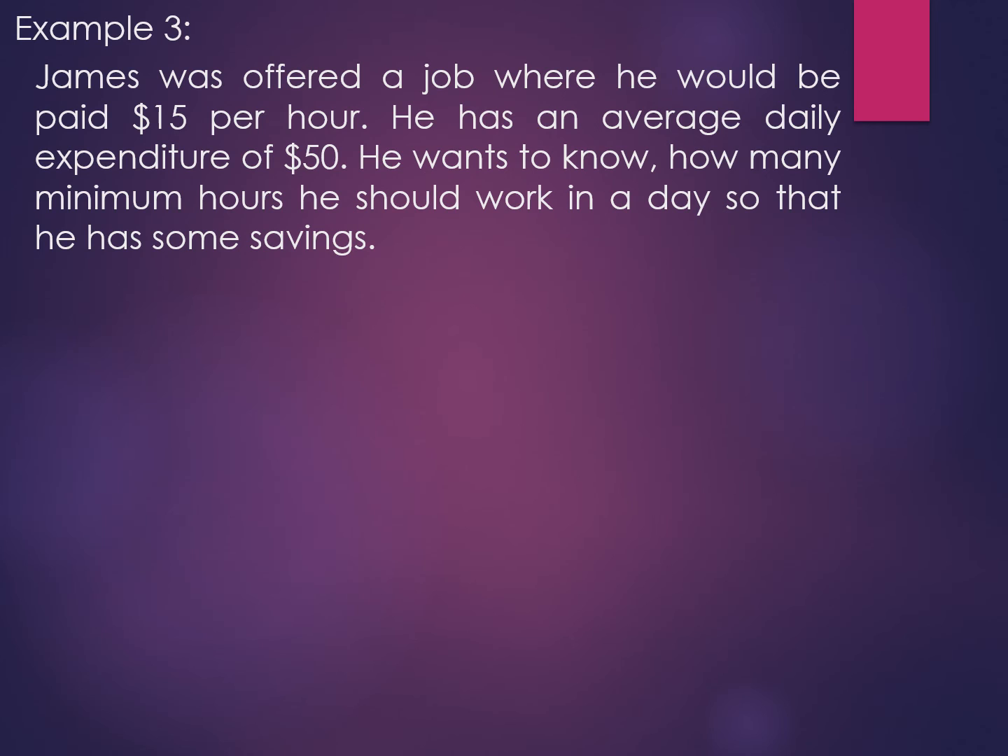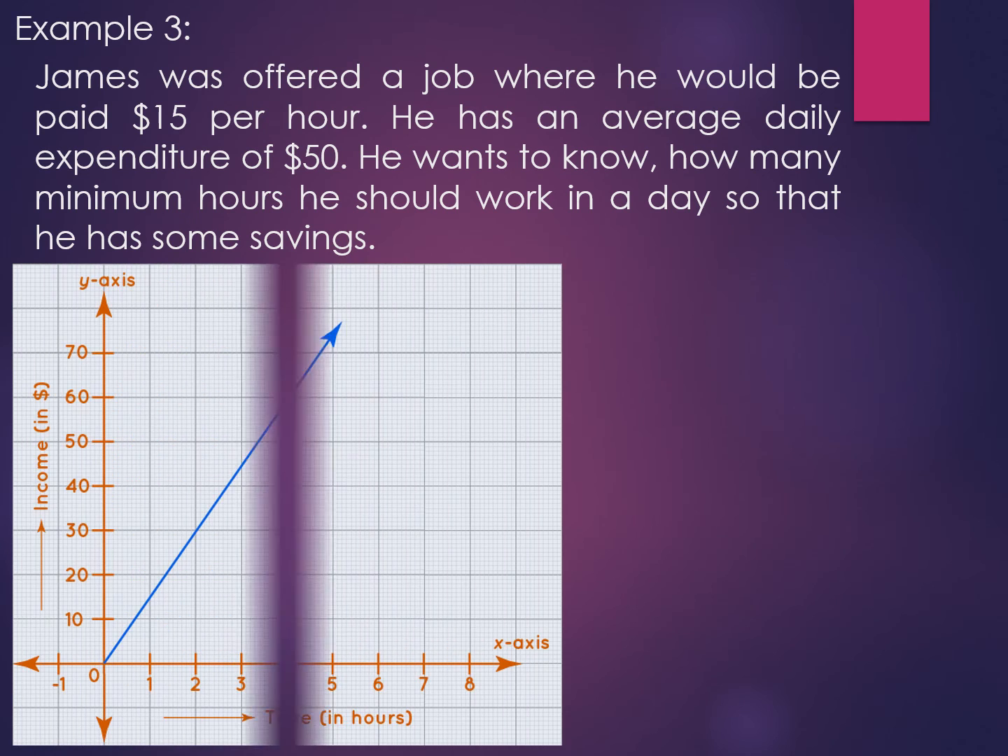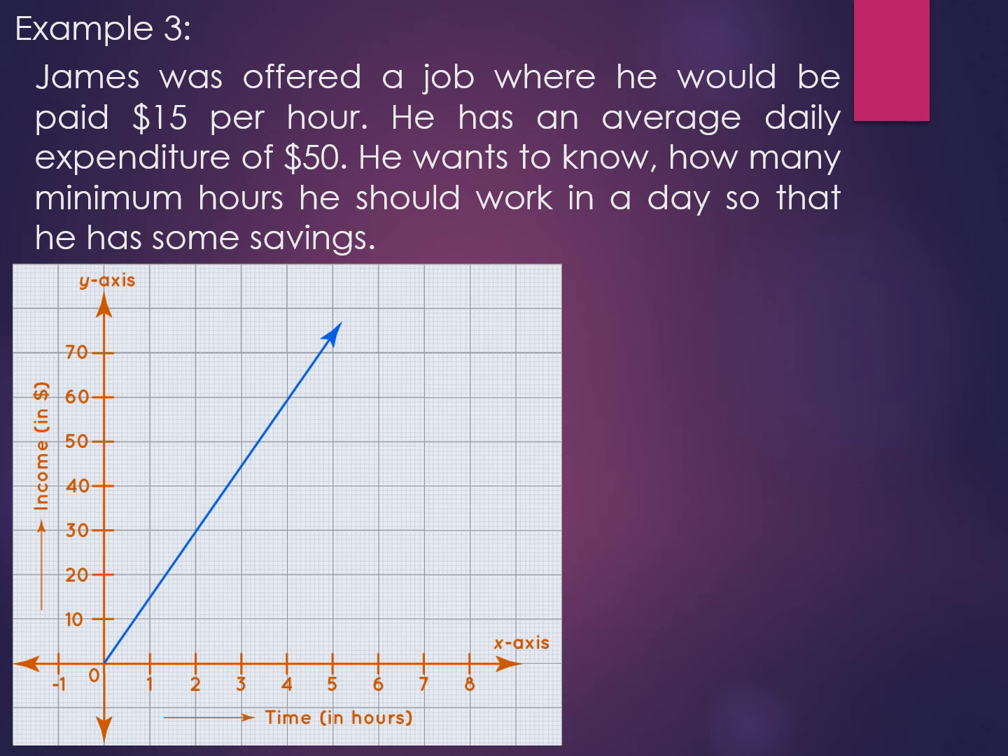In here, we are going to determine the minimum, the lowest number of hours he should work so that he can save something. So from here, I already graph it for you. We just need to analyze the graph. So from the graph, when he is working 3 hours, he will be paid $45. So it's not enough for his expenses, correct? But working 4 hours, he will be paid 60. So 60 minus 50, he is going to save something.